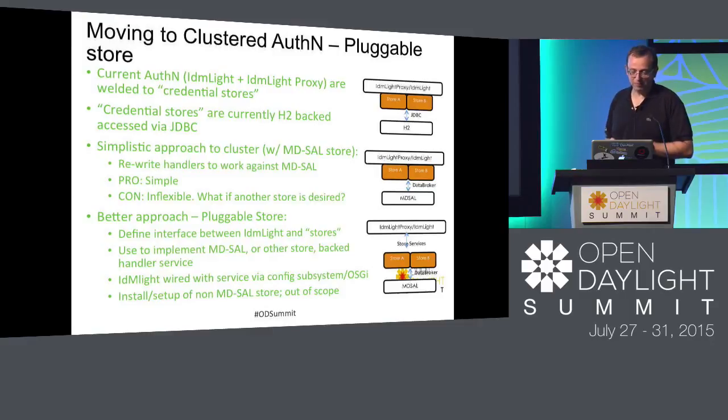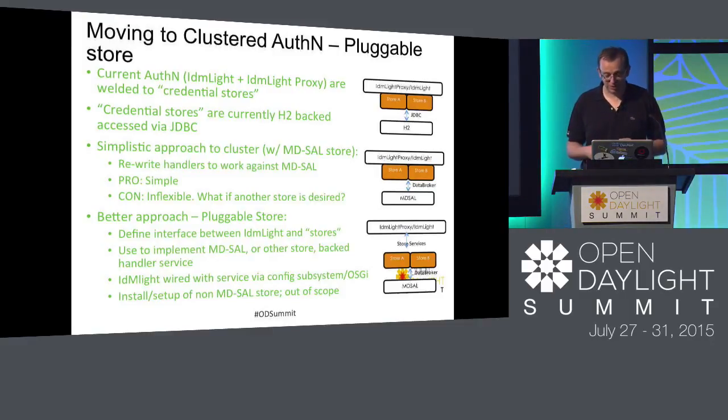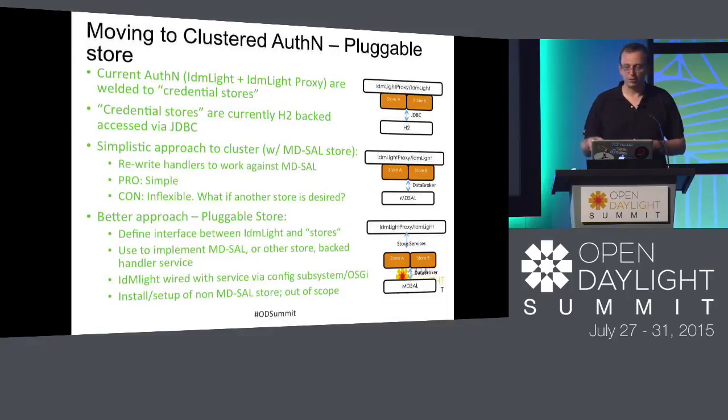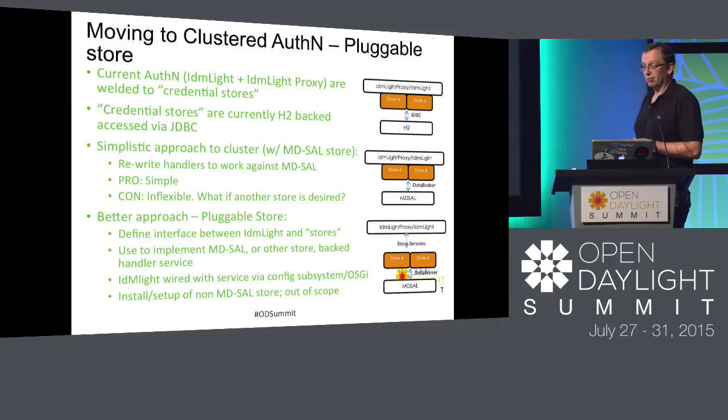Basically, everything is welded together, effectively. We have the IDM Lite proxy that directly calls on the stores. These are basically Java classes that represent users, groups, etc. And each of those stores has a JDBC backend, currently with H2. So it's fairly inflexible.